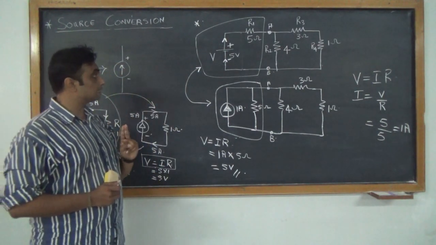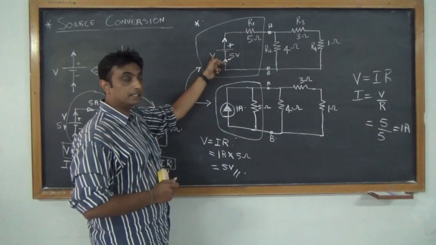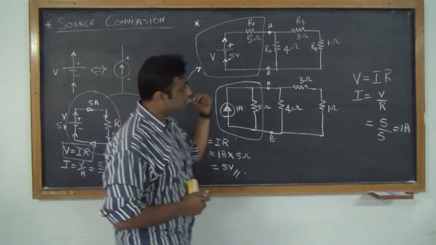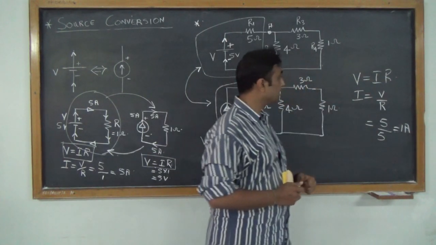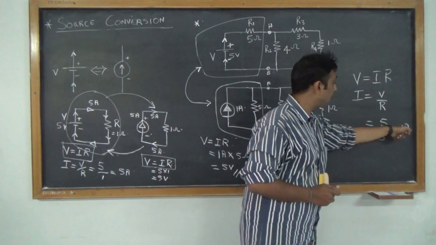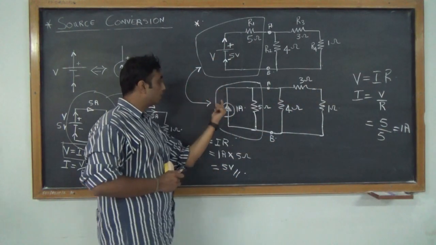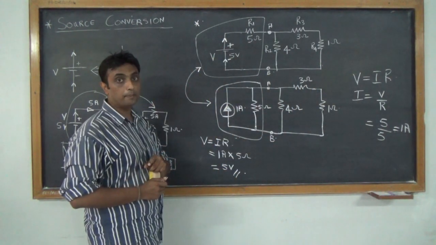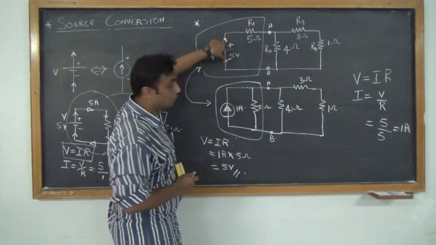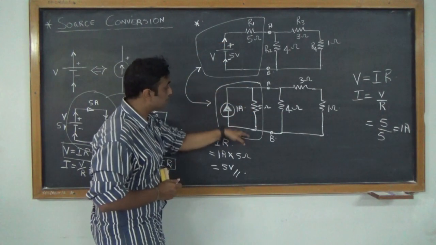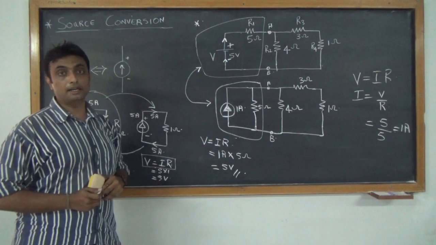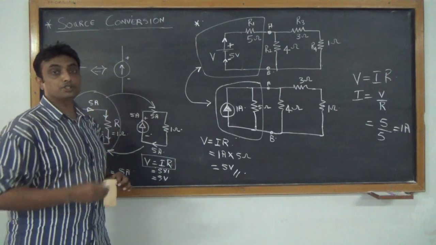The second step states that if you have your voltage and that resistor in series, use Ohm's law, V equals to I into R, and find the current. So I equals to V by R, so 5 by 5 gives us 1 amp. So we got a current source which is equal to 1 amp. And whatever resistor is there in series with the voltage source, you have to put it in parallel with the current source. So this is how your conversion can be done. But the converse is also true.